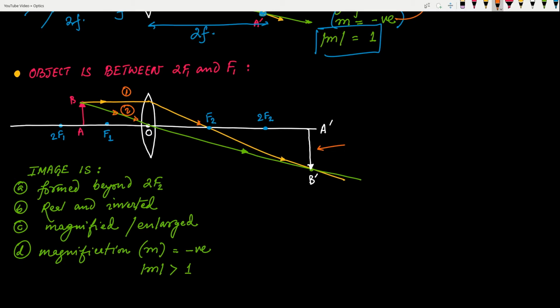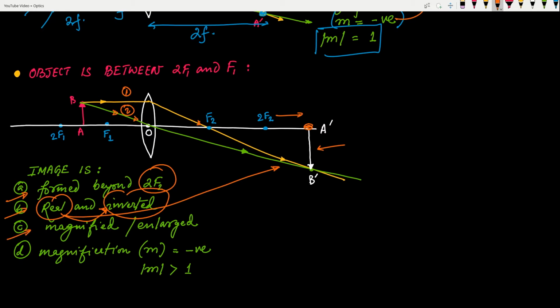Simple as that. Now let's analyze the properties of the image that is produced. Number 1, the image is formed beyond 2f2, as you can see. The second point is the image formed is real and inverted. Why is it real? It is real because the image that is produced is due to actual intersection of the rays. Now it is inverted because it is real. Since the image produced is real, it has to be inverted, always.